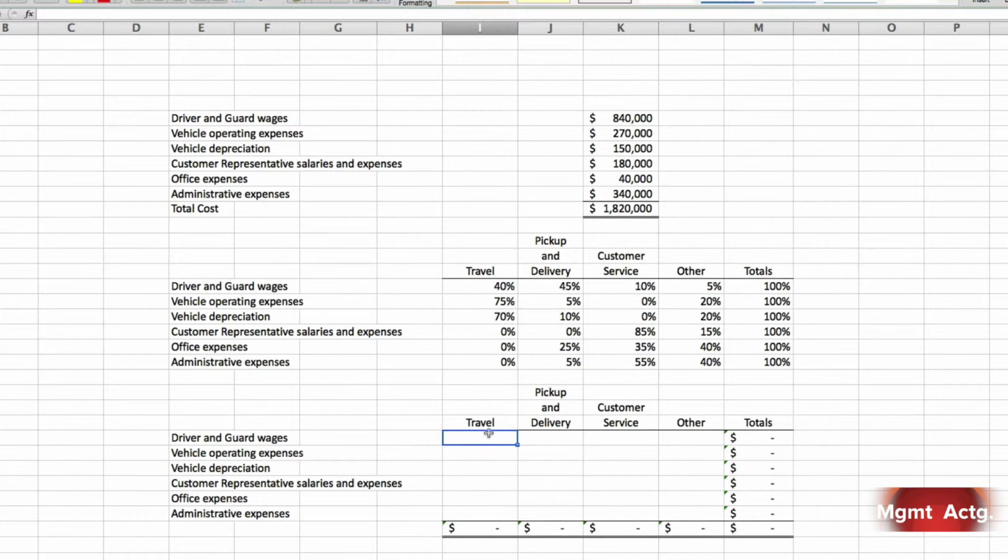We're going to fill in this cell first. So once we go to travel, all we need to do is highlight the cell, hit the equal sign, then tap on the 40% and use the multiplication sign, times, and tap up there and hit enter. There we go. It's that simple. So Excel allows you to do the calculation very quickly.